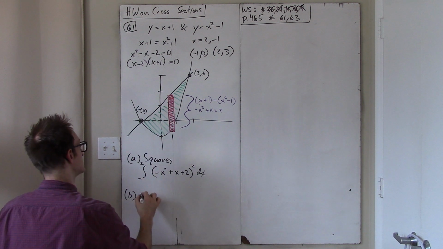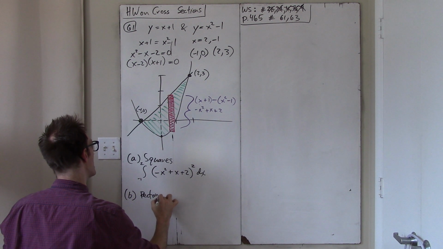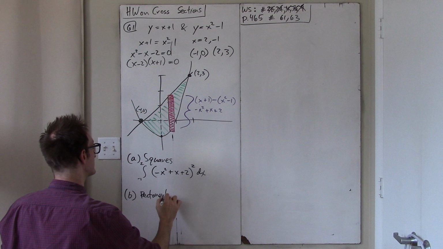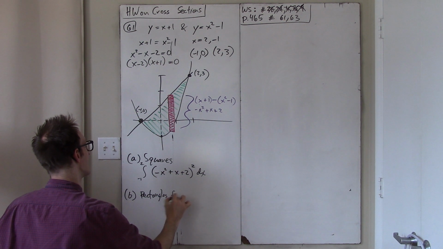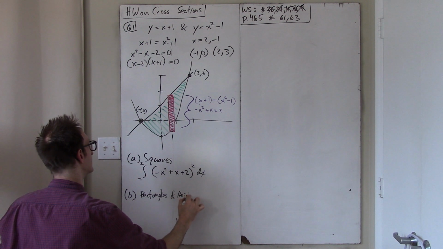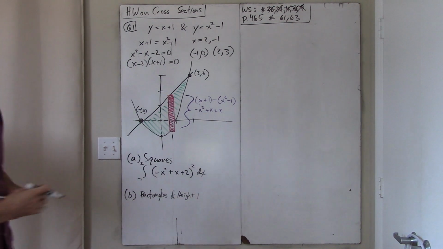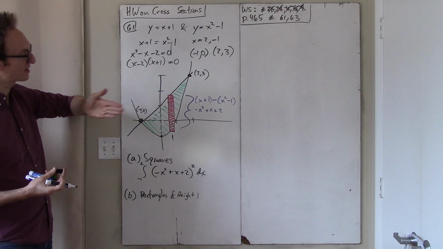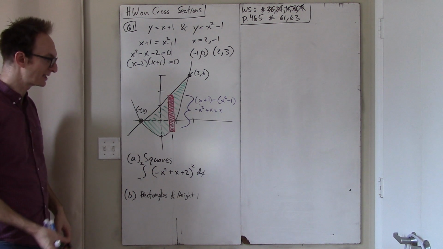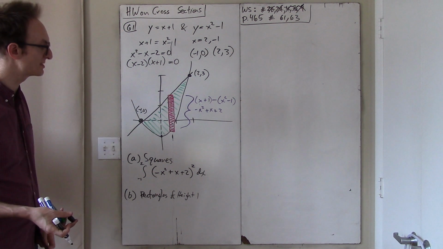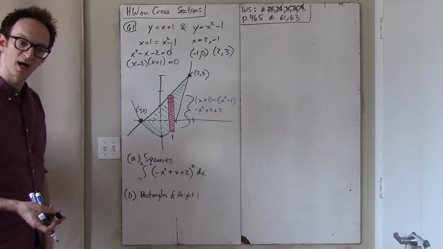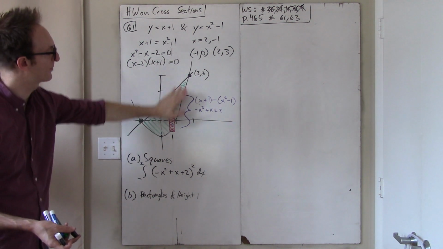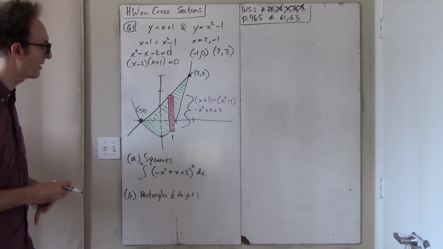Part B says that now cross-sections should be rectangles of height 1. So now the solid's height is always just going to be 1. Well, this is actually a little bit silly because the volume of the solid is simply going to be the area of this region times 1. It's just going to be a parabolic prism.